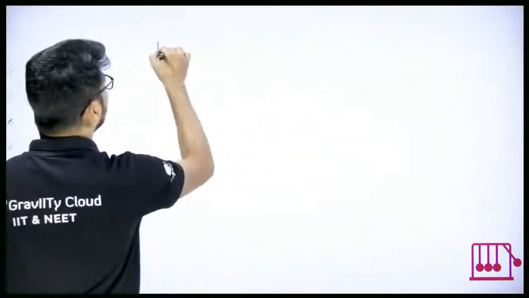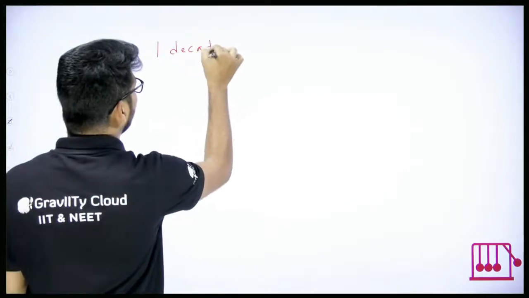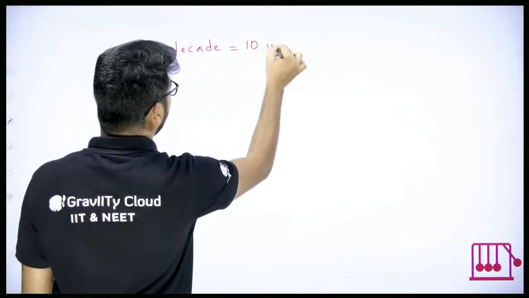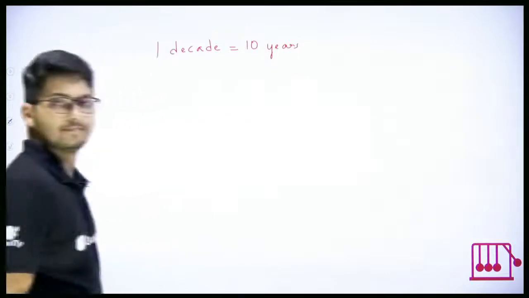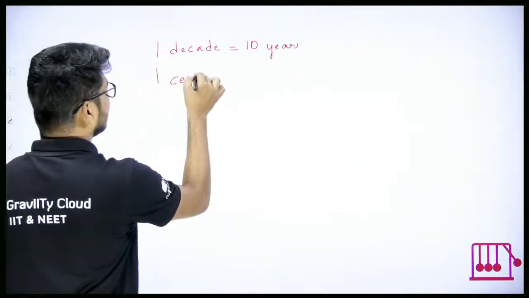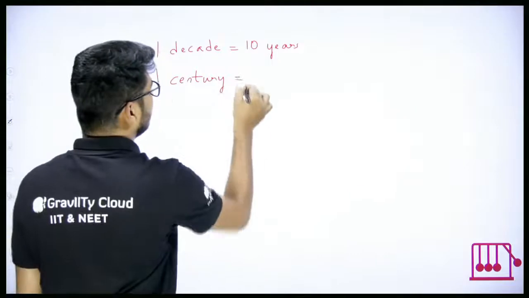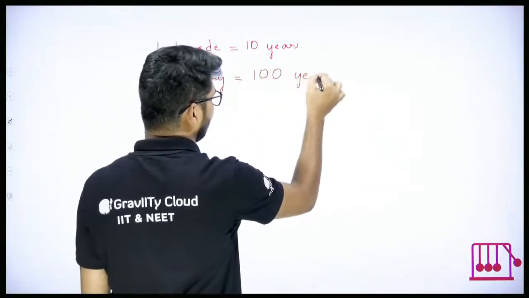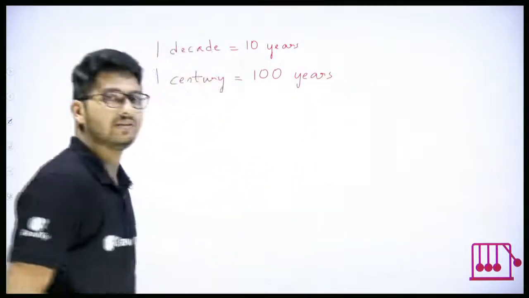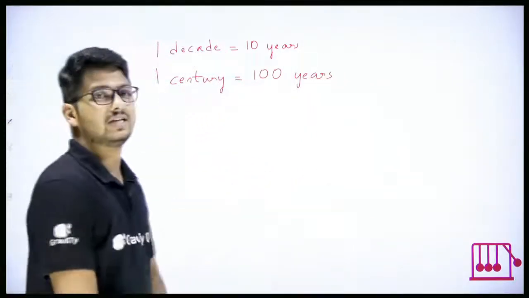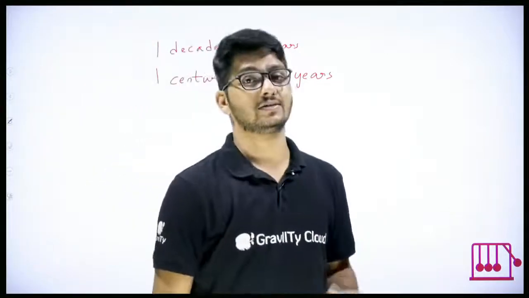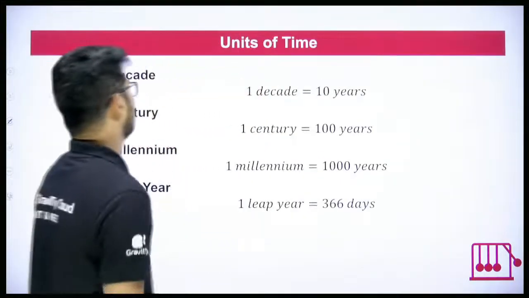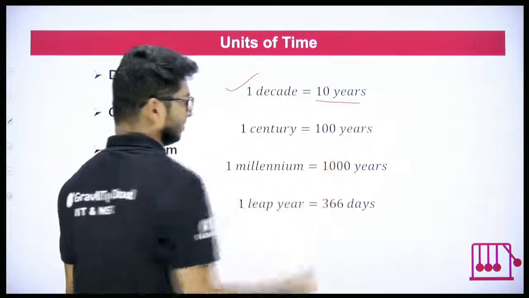Okay. Then you have others also. Have you heard about a decade? Yes or no? What is 1 decade equal to? 1 decade is equal to 10 years. What about 1 century? 1 century is equal to 100. You know about century in cricket. Century is 100. So when we say 1 century, it is equal to 100 years. Clear?